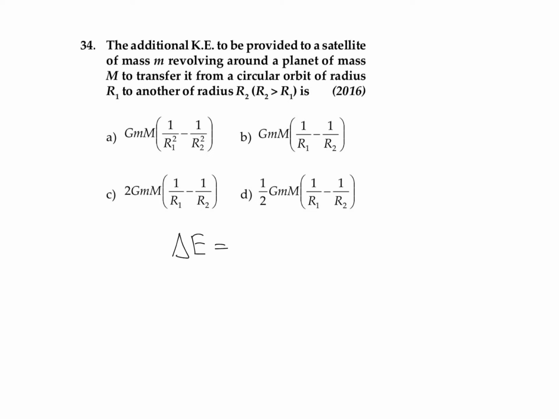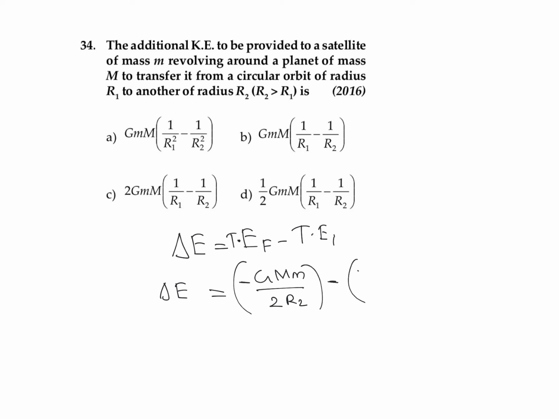That should be equal to nothing but the difference in energy. So we can write the value of its total energy. We need to always use the total energy final minus total energy initial. So we can write the difference in energy we need to supply. Total energy final we can take as minus GMm divided by 2 times r2, minus the initial energy, which we can take as minus GMm divided by 2r1.